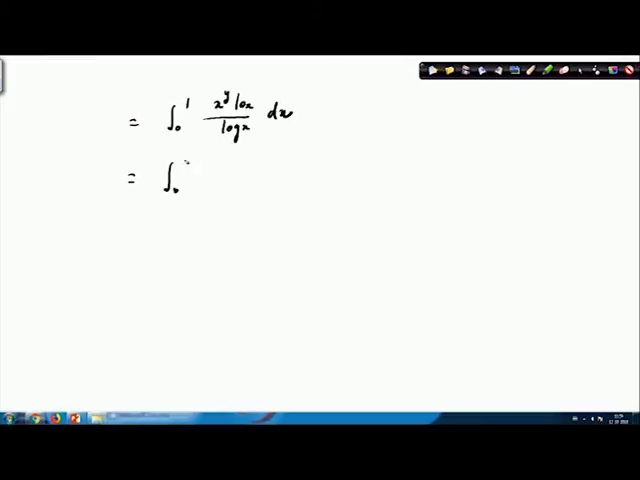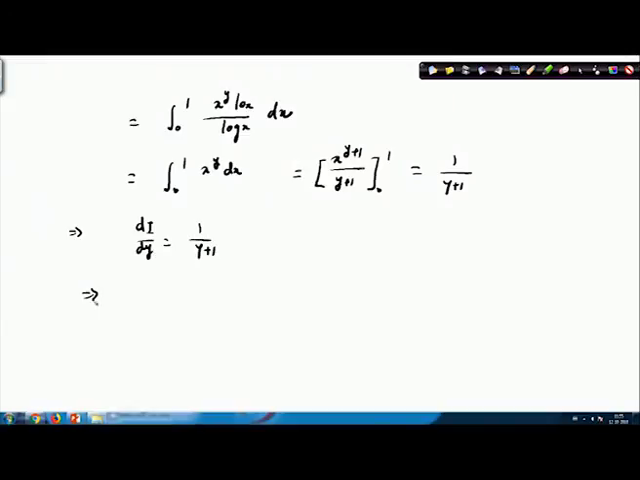Now we can integrate this one, and it will reduce to x to the power y plus 1 divided by y plus 1, integral from 0 to 1. So, this will be 1 by y plus 1. That means dI/dy equals 1 by y plus 1, so dI equals dy by y plus 1. This is basically our ordinary differential equation. So, at the end we are obtaining an ordinary differential equation.